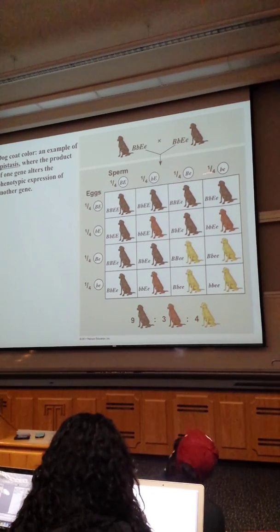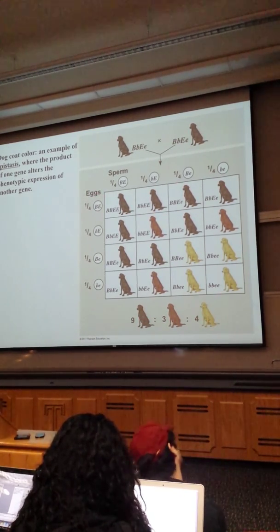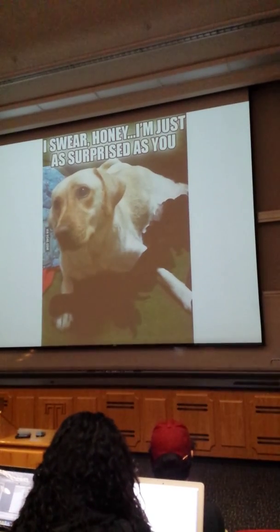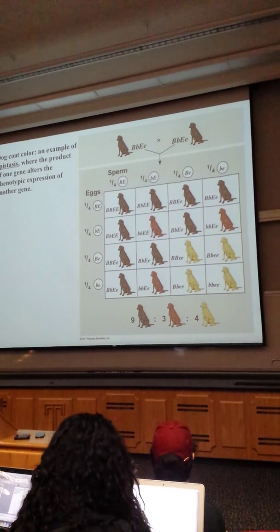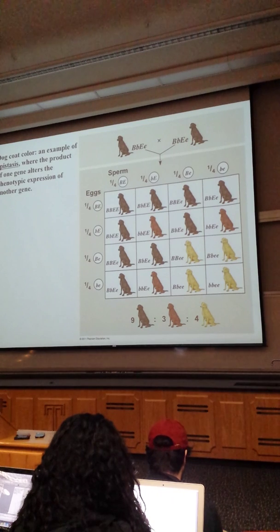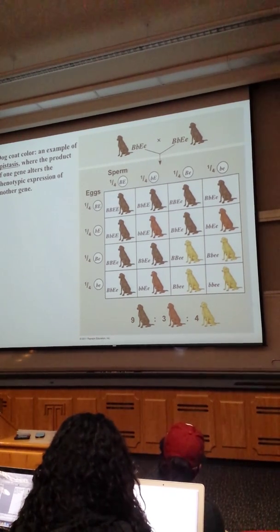Epistasis is a genetic inheritance pattern where the product of one gene is going to alter the phenotypic expression of another gene. A wonderful example of this is dog coat color. That's what our book likes to use. We like dogs. I mean, look what it brings you, all kinds of interesting questions. Anyway, what actually induces the dark color versus no color at all?